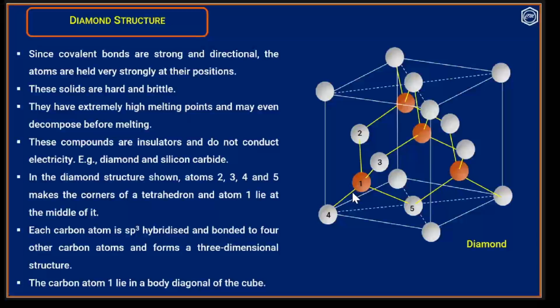The carbon atom 1 lies in the body diagonal of the crystal. Body diagonal is the line joining opposite corners. And there are 4 body diagonals, and on each body diagonal there will be 1 carbon atom.